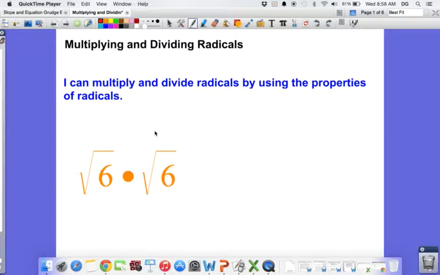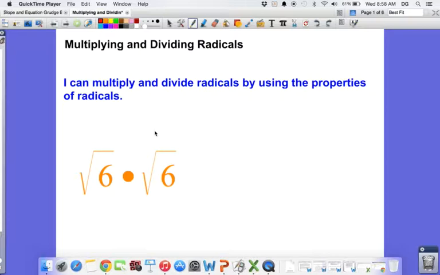What we're going to do is keep working on simplifying radicals a little bit more. If you have not watched the video for simplifying radicals that came before this, please go back and watch that first, and then you can go ahead and watch this video. We're going to multiply two numbers with radical symbols and figure out how we can simplify those.